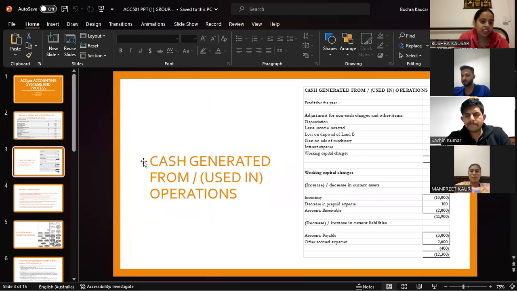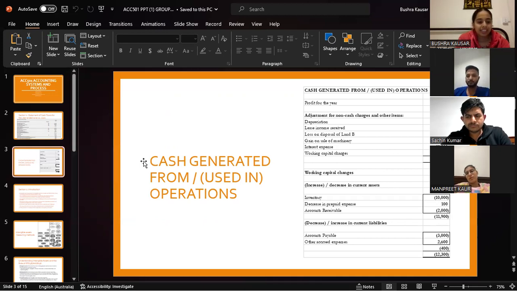Next, the last point is cash and cash equivalents at the beginning and end of the period. The company started the year with 6,500 in cash and cash equivalents and ended the year with $23,000. The increase in cash and cash equivalents suggests that the company is in a better liquidity position at the end of the year compared to the beginning of the year.